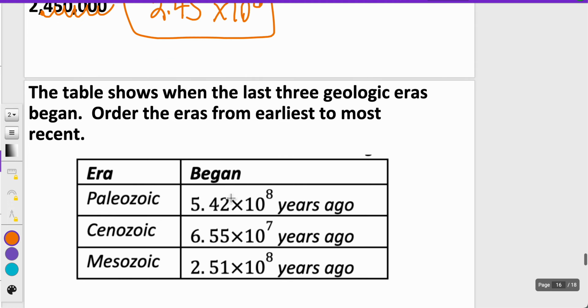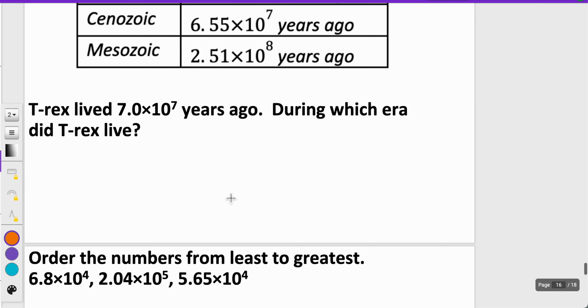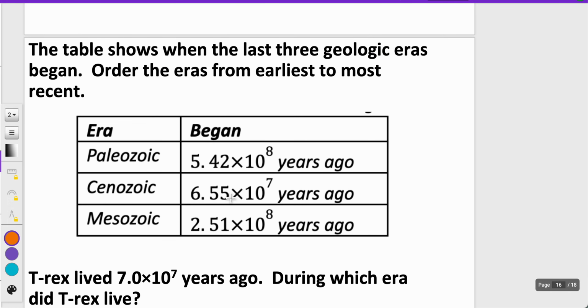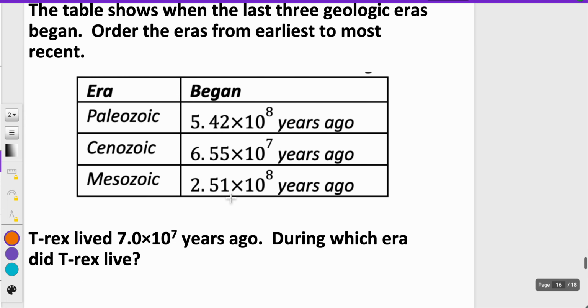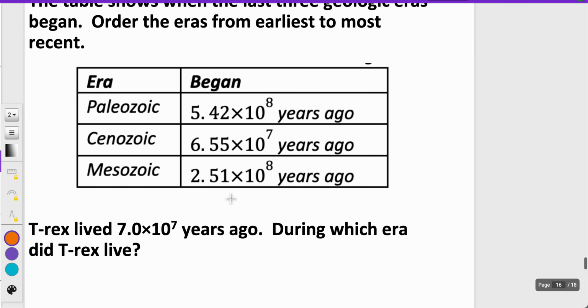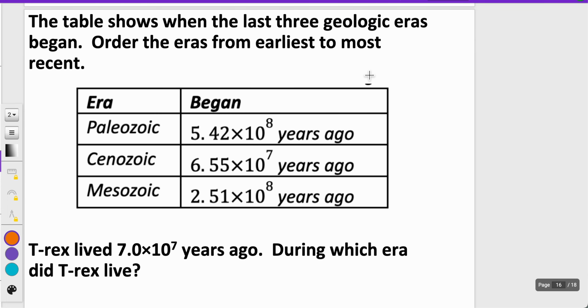Okay? The last one talks about comparing and ordering. So the table shows when the last 3 geologic eras began. Order the eras from earliest to most recent. So earliest would be a long, long time ago, and most recent is going to be not as long. Okay? So what I would do is I would write these out in standard form.